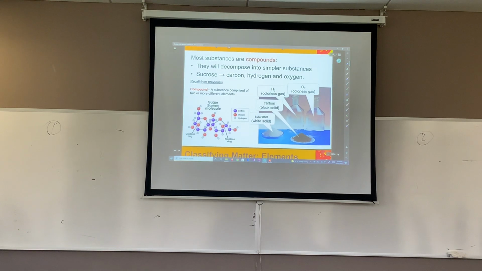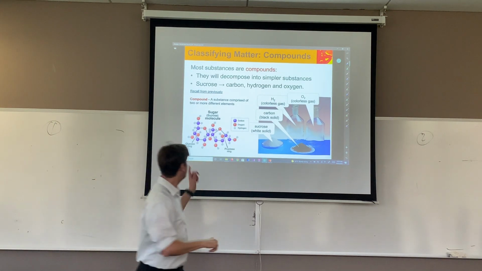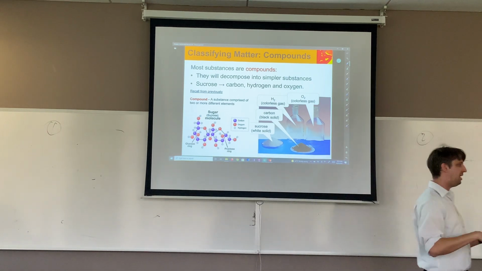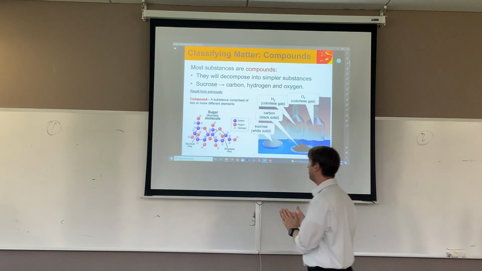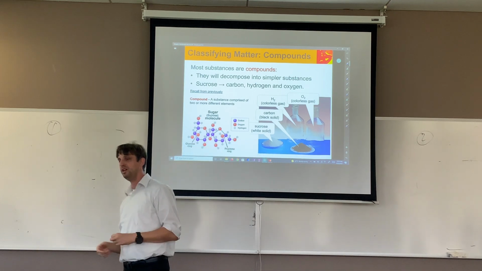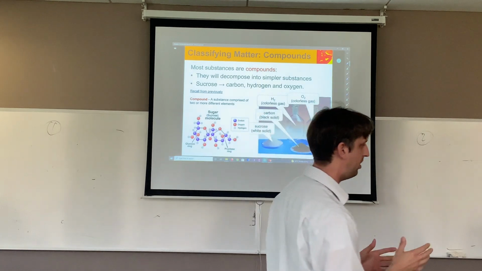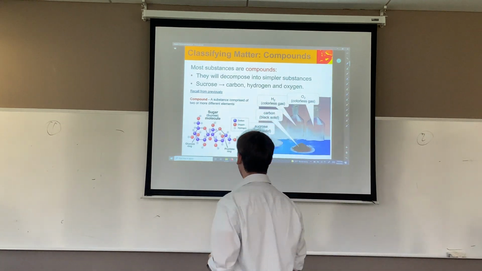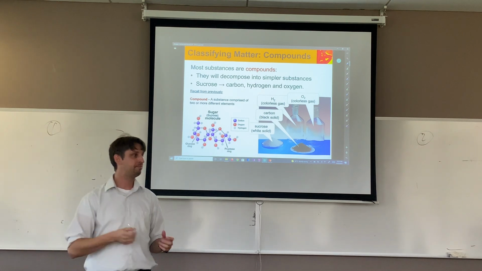So solids, liquids, and gases. I think this is where we stopped. Is that correct? Yeah. Okay, cool. So a couple of definitions and things and how we start to use some different terms around here. Most substances are compounds, and compounds will decompose into simpler substances, okay? And so if we have something like sugar, right, sucrose, or any kind of disaccharide or any of these complex sugars, they are essentially made from carbon, hydrogen, and oxygen, right?